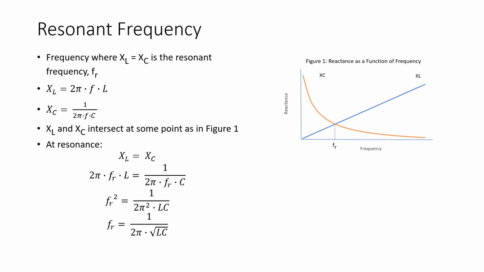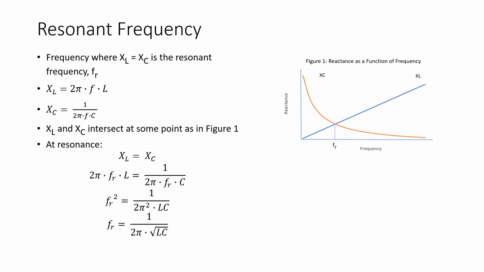And figure 1 shows us the plots of X sub C and X sub L as a function of frequency. And these two functions, X sub L and X sub C, must intersect at some point. And referring to figure 1, where these two plots intersect is the resonant frequency.